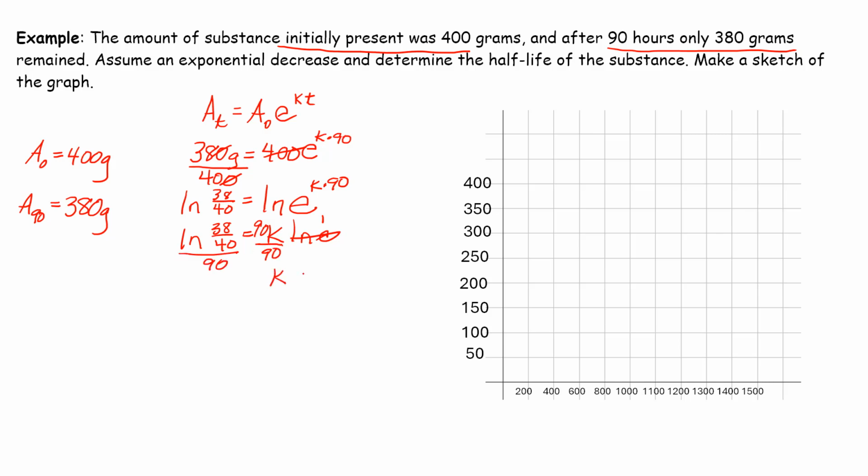So k turns out to be about, we're going to plug that into the calculator. We'll hit 38 divided by 40, and then hit equals, hit natural log, and then divide by 90. So you are going to get for k about negative 0.00057.